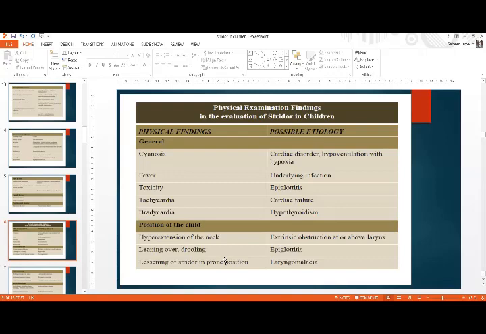If the child is sitting with hyperextension of the neck, then the most likely level of obstruction is at or above the level of the larynx. As I already mentioned, if the child is seen anxiously sitting, leaning over, and drooling, then epiglottitis is your number one diagnosis. If the stridor is heard in the prone position, then you should consider laryngomalacia.